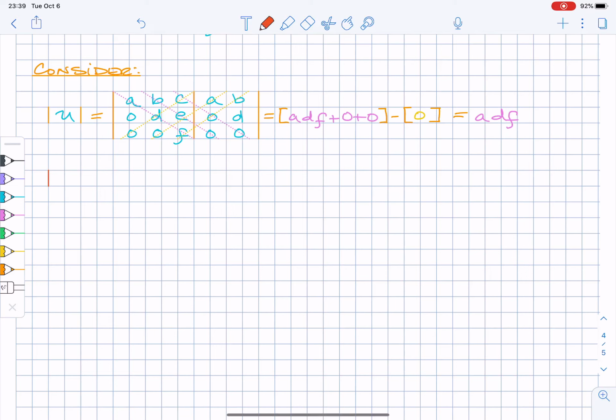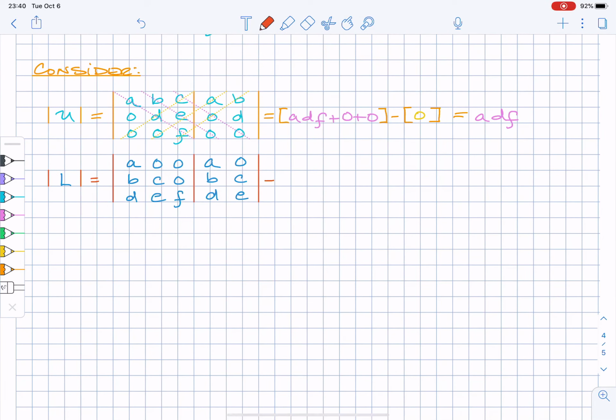a lower triangular matrix. So the lower triangular matrix in dark blue was A, B, D, 0, C, E, 0, 0, F. So repeating the first two columns, we get A, B, D, and 0, C, E.